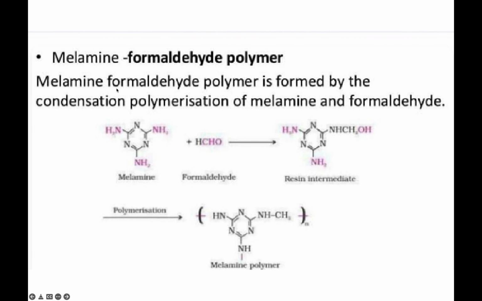Now, melamine-formaldehyde polymer is formed by condensation polymerization of melamine and formaldehyde. Melamine, you can see nitrogen, here double bond, 3 nitrogen atoms, then here 3 places we have NH2, plus formaldehyde HCHO. It gives, again you can see the product, this part is same, then here NH2 is same, here you get NHCH2OH. It is a resin intermediate undergoing polymerization reaction.